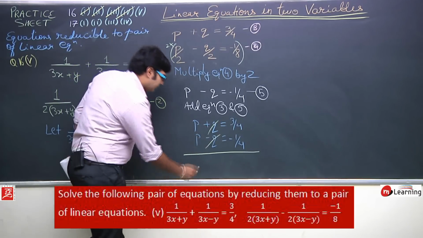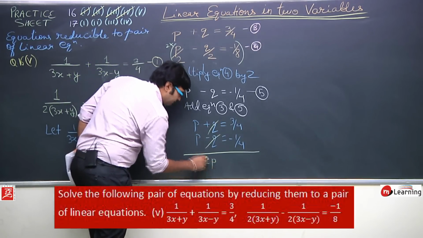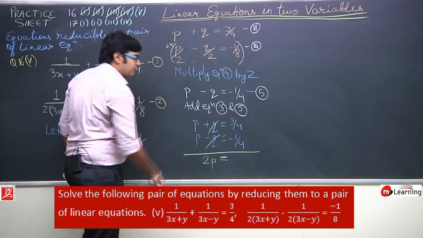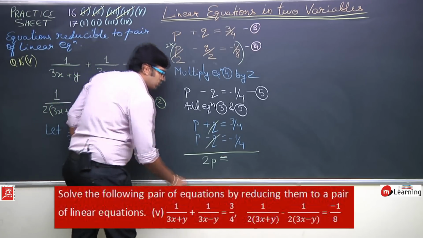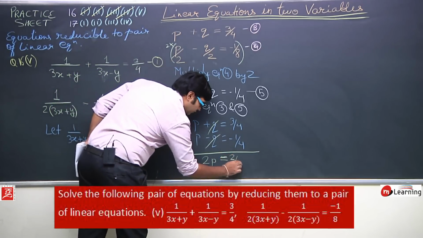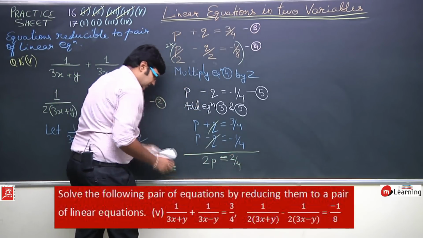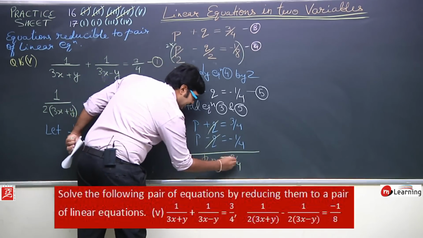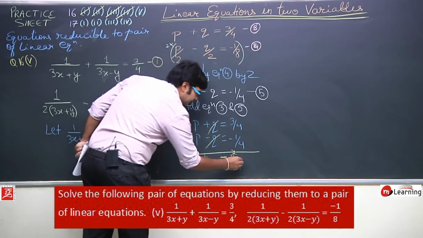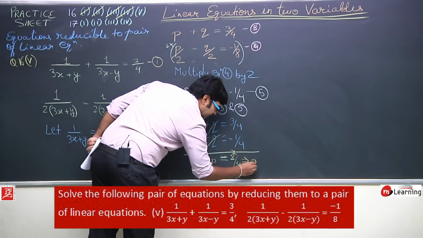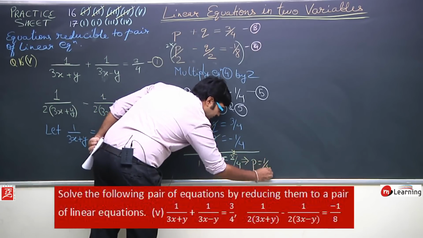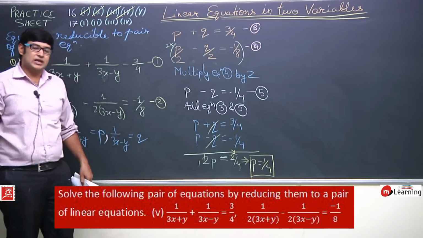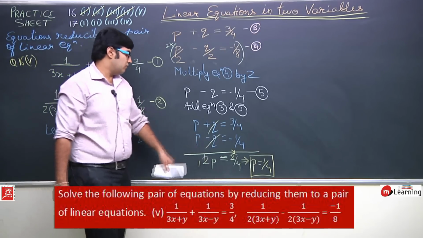P plus P will give you 2 times P is equal to, now 3 by 4 minus 1 by 4, it will give you 2 by 4, and when you simplify this expression, the 2 ones are 2, and this implies the value of P will become 1 upon 4. Okay, the value of P you will get is 1 upon 4.